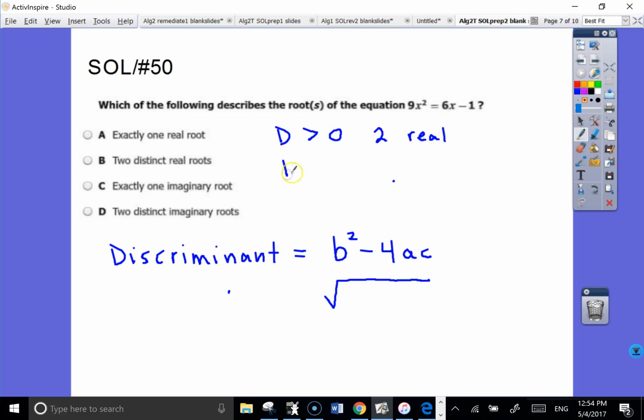If the discriminant is less than 0, now you're taking the square root of a negative number. So what kind of solutions? They're imaginary, and there are 2. That's why imaginary zeros always occur in pairs. So 2 imaginary.